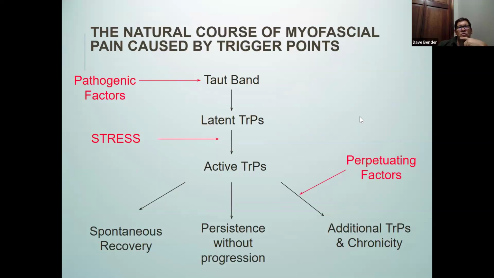A little bit of the natural course: we're looking at myofascial pain caused by a trigger point. You're looking at pathogenic factors coming in and causing the taut band, or a stress creating it. So you may end up with a latent trigger point at first, then progressing, because of this low load, long duration stretch, into an active trigger point. So that idea that this person may be centrally sensitized, or they're using this in a postural way where you have this low grade tone beyond its normal grade.